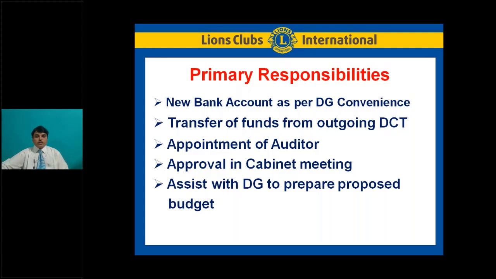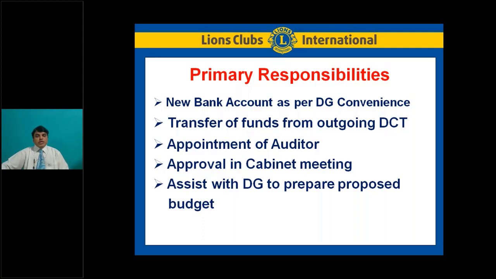And the appointment of an auditor. If you are going to appoint an auditor, the auditor should not be from Lionism and should not be associated with Lions Clubs International. He should be authorized, like from the Chartered Accountants of India. Then you need to take approval in the cabinet meeting for the new bank account as well as the appointment of the auditor.